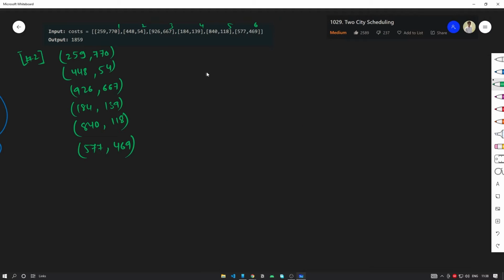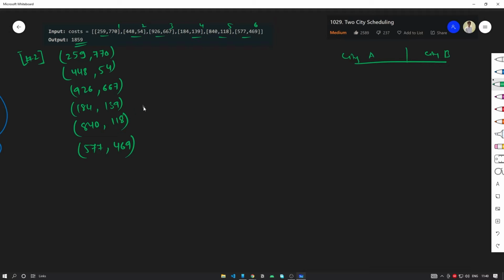So this is our second sample test case, and here also we are given 6 pairs of cost of sending each person to either city A or city B. Here we are also given the output 1859, which tells us that the minimum cost of sending these 6 people to either of the city A or city B is 1859 only. Since the explanation is not given, we can't say which person goes to which city.